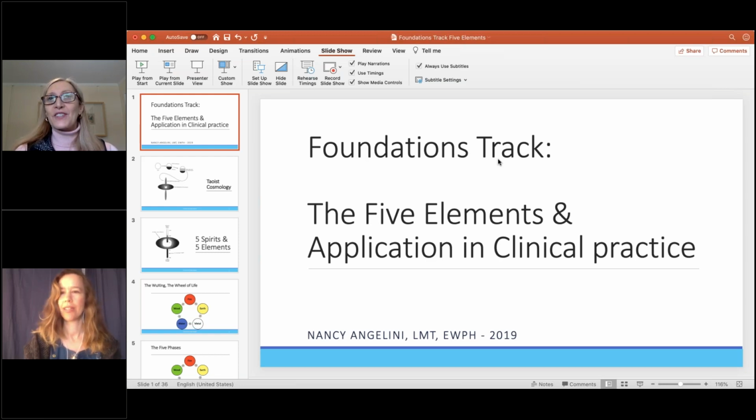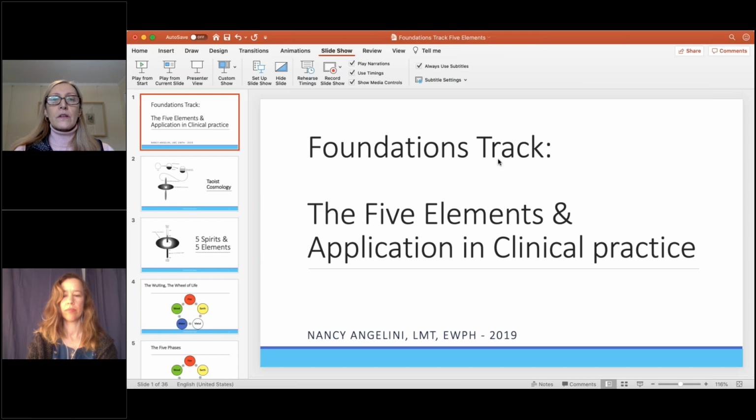This is a foundations track. All of you are obviously in the first level of your learning. And this class is going to be focused on 5 elements, and then how to apply that in clinical practice. I know some of you in foundation are not quite seeing people yet, or you're thinking about seeing people, or you might just be seeing family and friends, which, by the way, is wonderful because it really helps you exercise everything that you're learning.